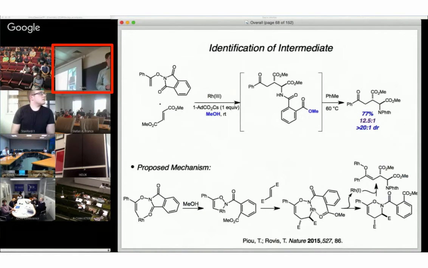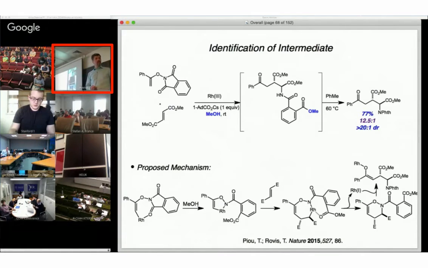So why does this work, and why is this a two-step protocol? Well, the answer is it generates an intermediate, and that intermediate is in the box on the top arrow. Methanol methanolizes phthalimide, and that generates the secondary amide carboxylate, which is the observed product. On heating in toluene at 60 degrees, that releases methanol and gives us the phthalimide product. And we think that's key to the mechanism.